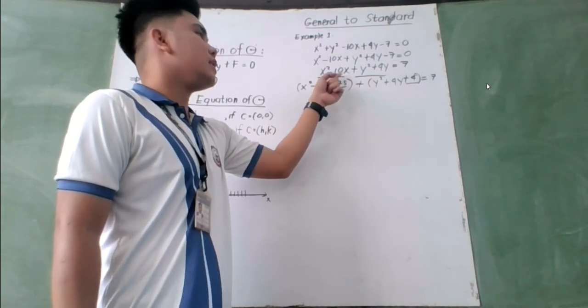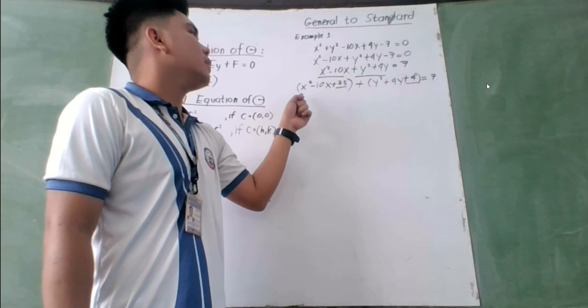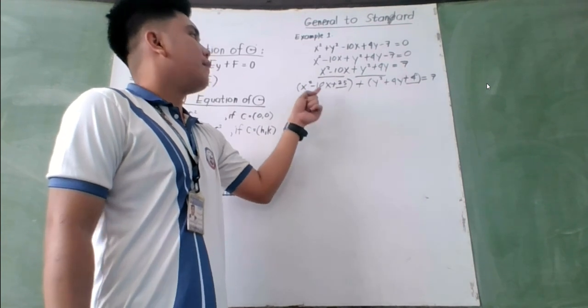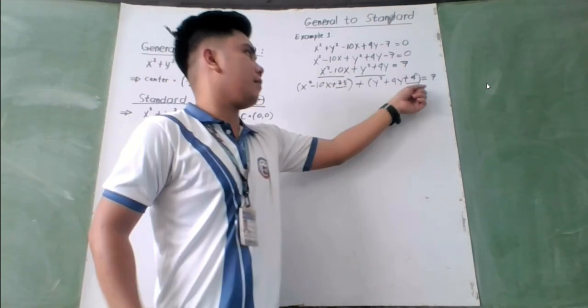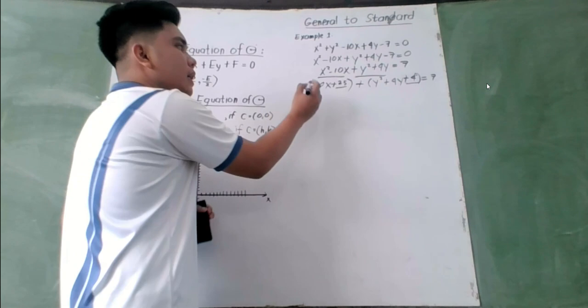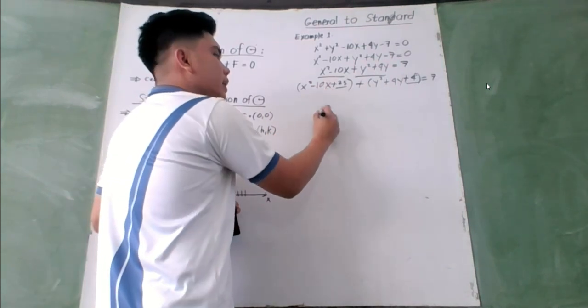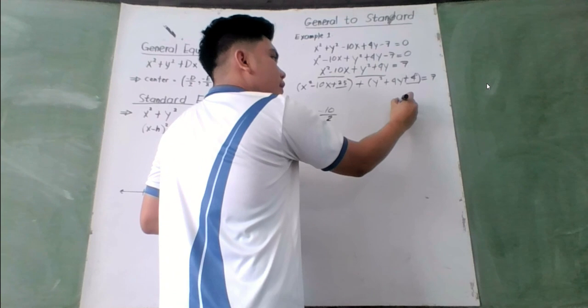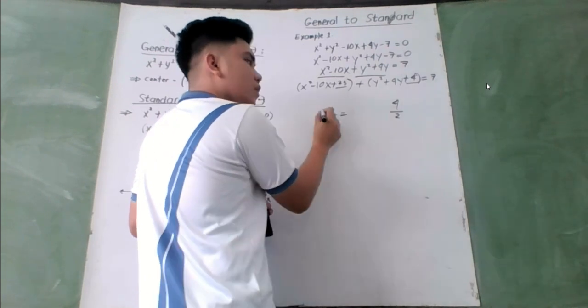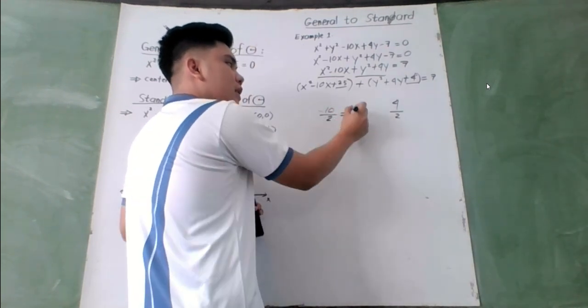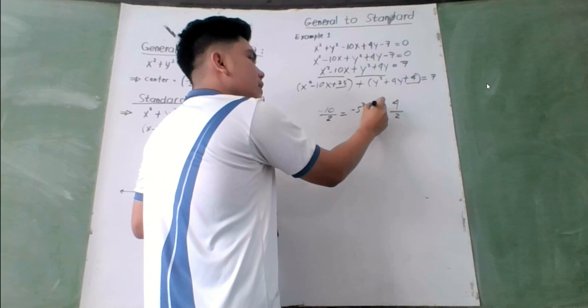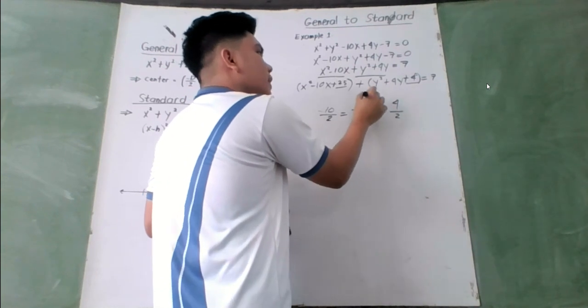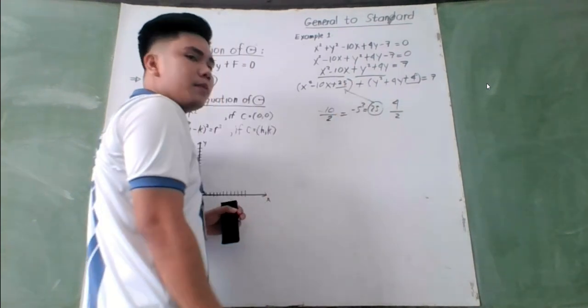x squared minus 10x is now a perfect square equation. So next step is find the third term. How to find the third term? Find the center. Negative 10 divided by 2, always 2. That is negative 5 squared, that is 25. That is being put here.